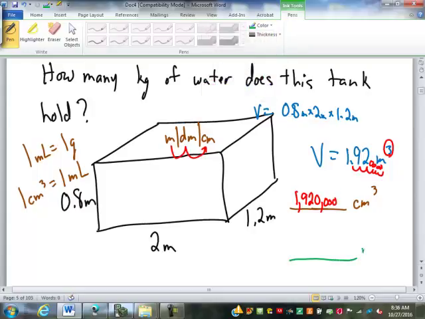Does that make sense so far? Looks familiar? How many milliliters is that going to be? Yeah, they're the same. A milliliter and a cubic centimeter are the same. So it's 1,920,000 milliliters.